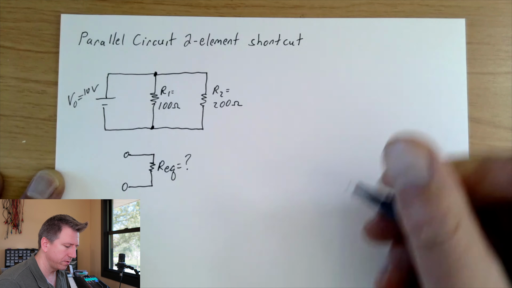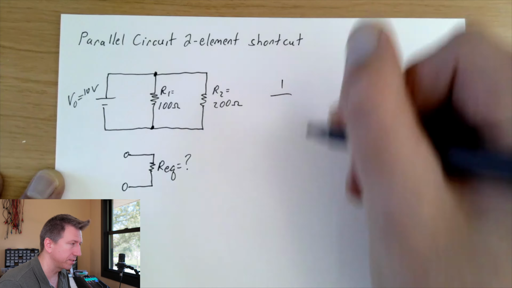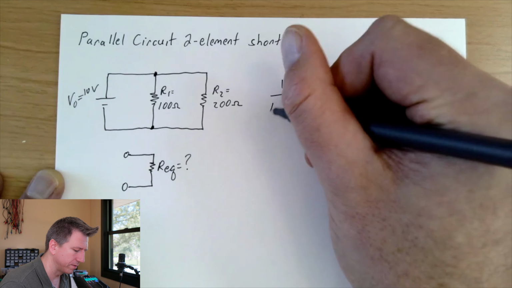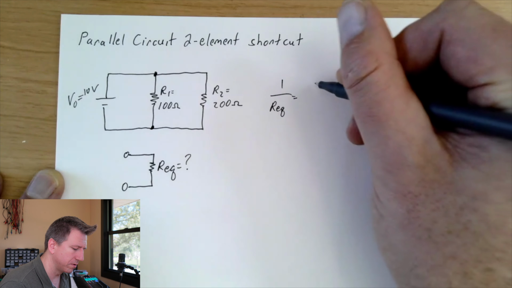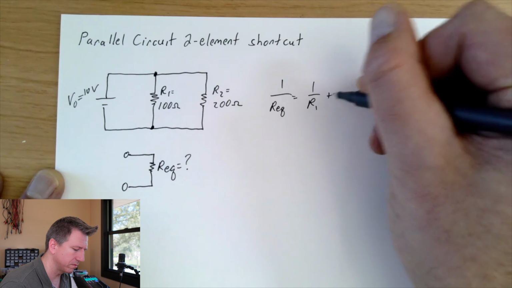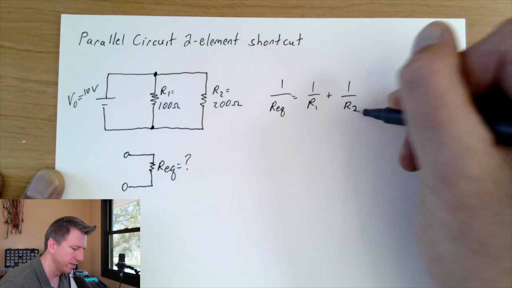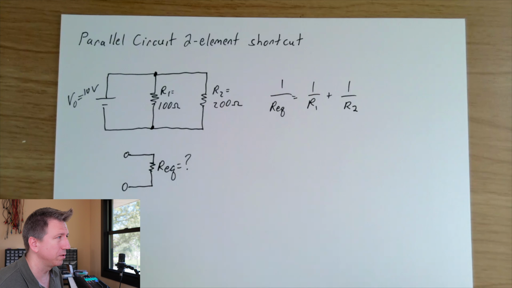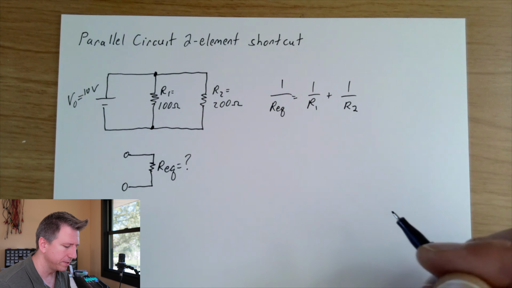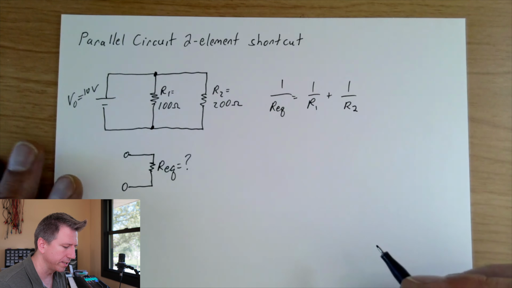So we had the equation from the parallel circuits video that 1 over Req is 1 over R1 plus 1 over R2. But that's a little clunky, a little bit difficult to deal with. And so what we want to do here is come up with an equation that's a little bit easier to use. And we can do that by using a little algebra here.